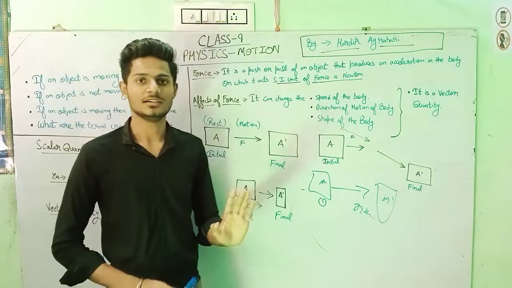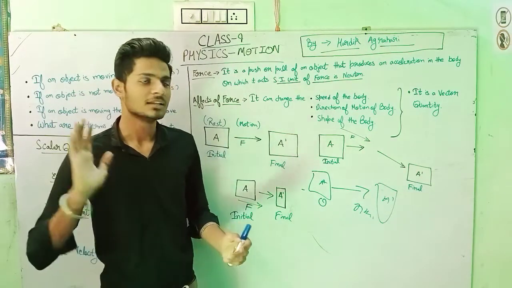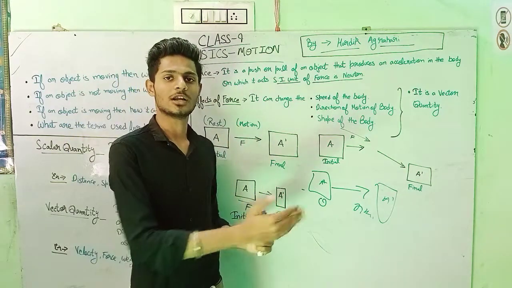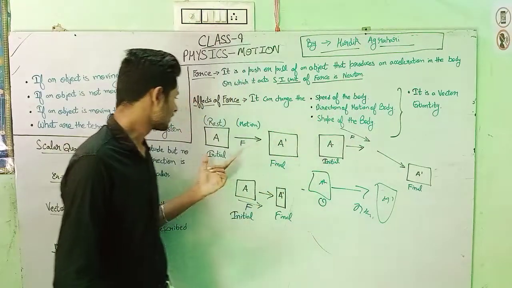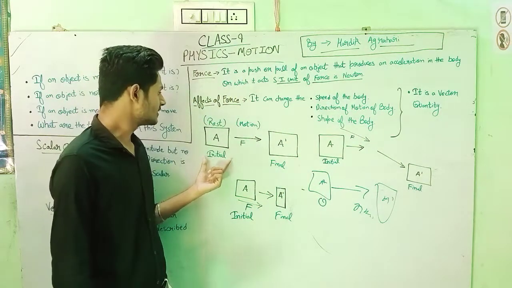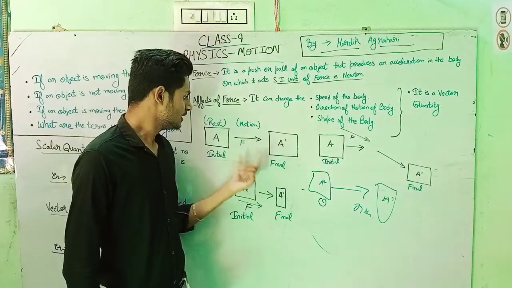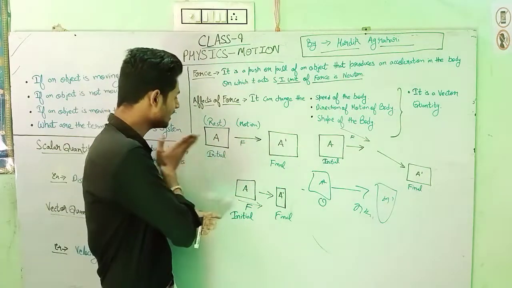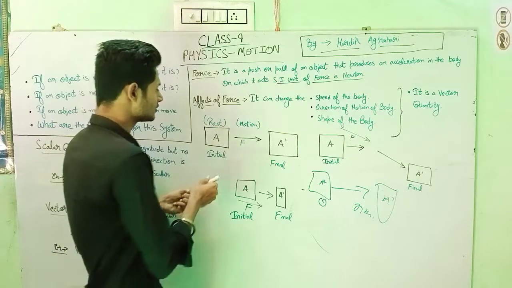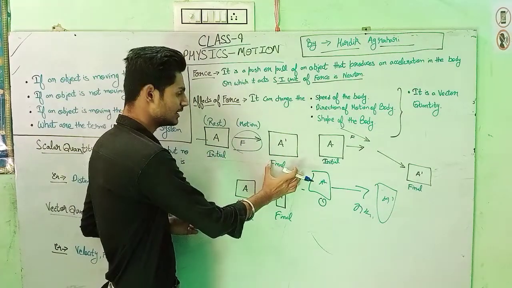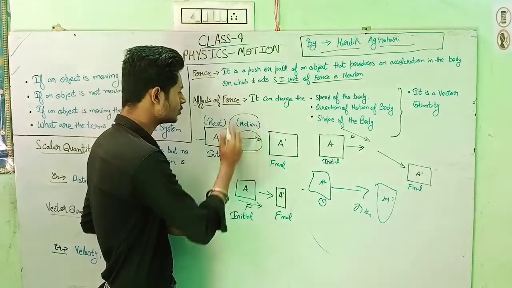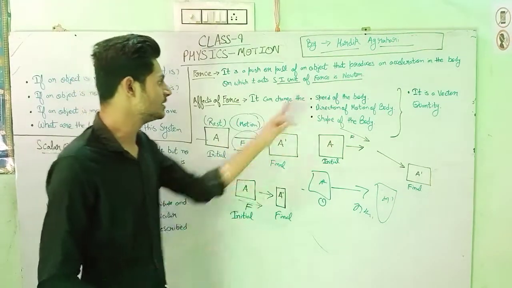If an object is at rest, and I throw it, push it, or pull it, then what will happen? It will change the speed of the body. There is an object A at rest, and there is an object A dash, the same object. I applied force to this body, and from there it came here. So it did motion, that is, it changed the speed of the body.